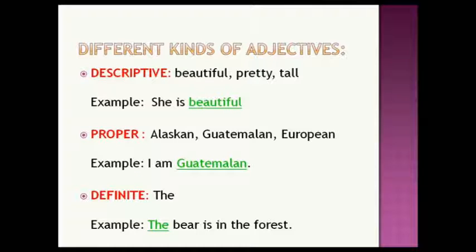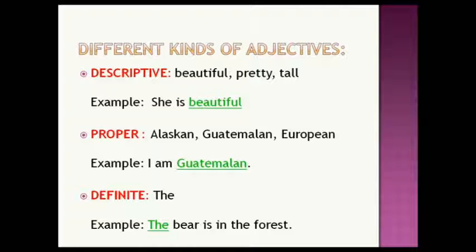So I showed you some examples. In this case, I am Guatemalan. I is the pronoun. In this case, Guatemalan describes what the nationality of the person is. Where are you from?